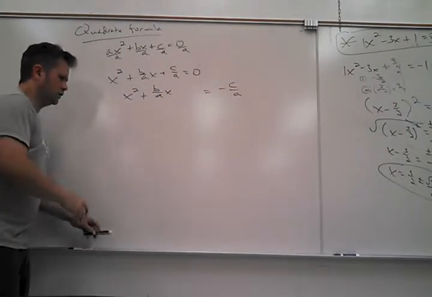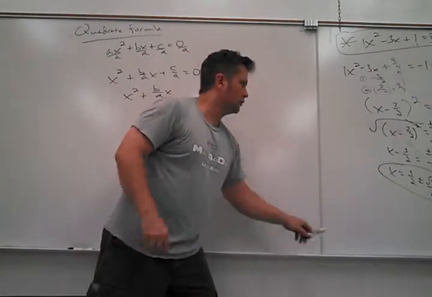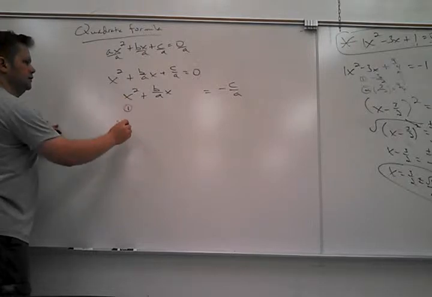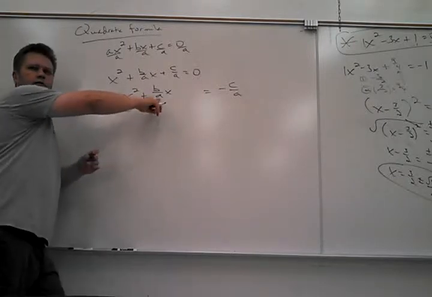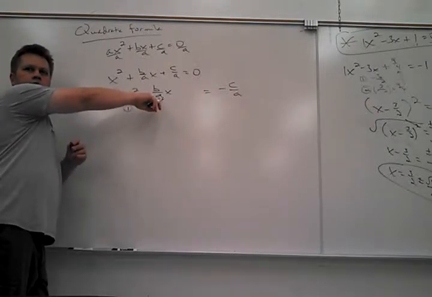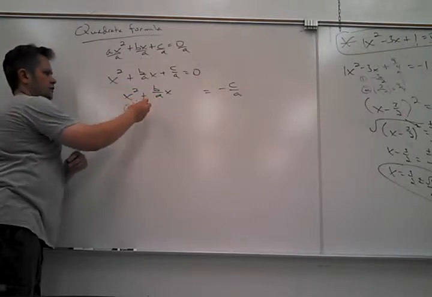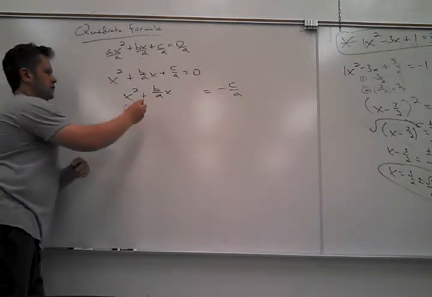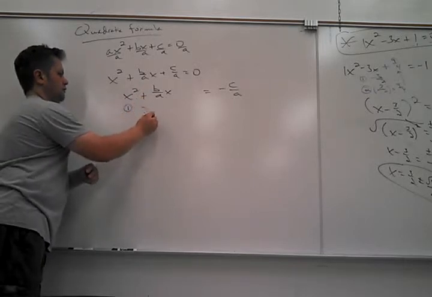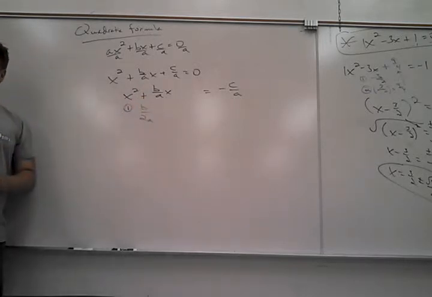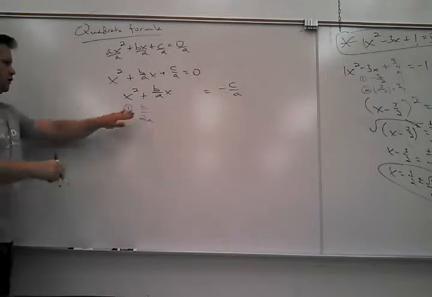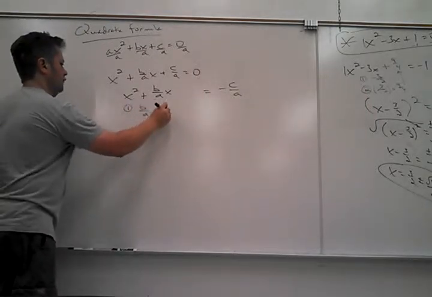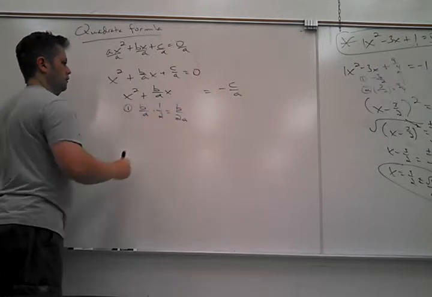Now here's where the process comes in. There's some ugly stuff going on here, and for the process, I don't care. The first step is, take this and cut it in half. Dividing by 2 is the same as multiplying by 1/2, so I just get b over 2a. That's that thing cut in half. So really, take b over a, cut it in half, I get b over 2a.